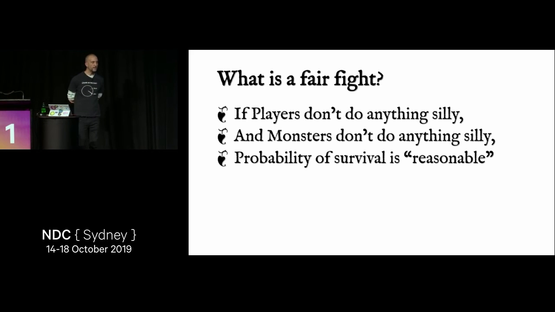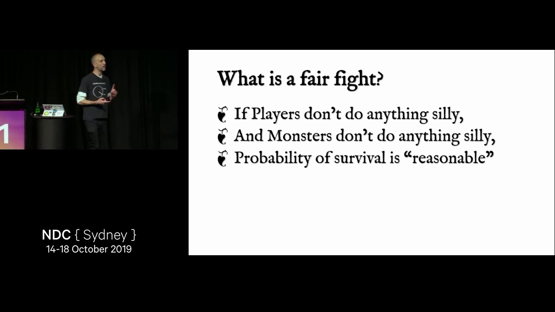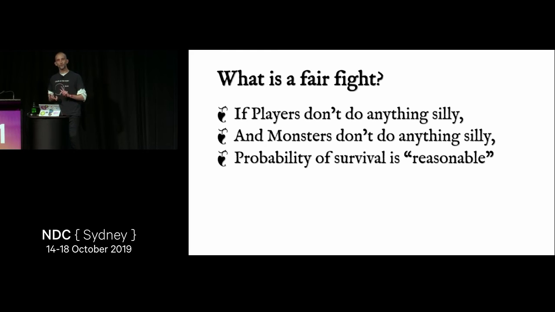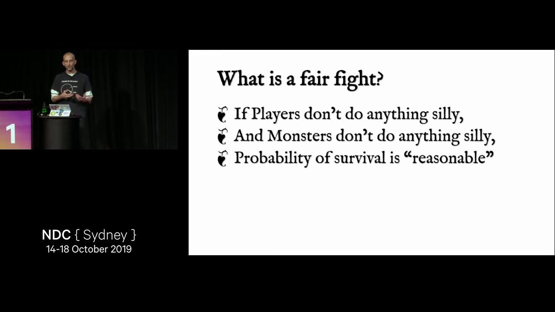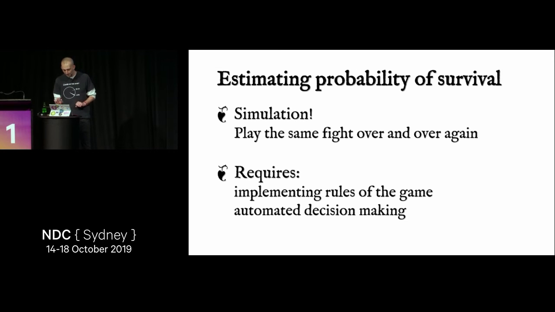The way I would define it is like if the players don't act like idiots, if the monsters don't act like idiots, then the probability of survival for the players should be reasonable. Define reasonable as 80%, or 20% if you want a hard fight or an easy fight, but you kind of want to know, if everybody does the right thing, how difficult is this thing? So this is a bit of a tricky problem.